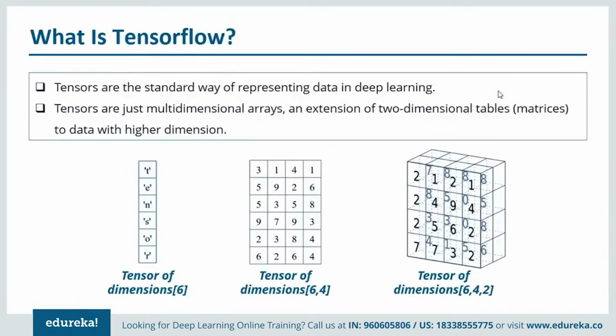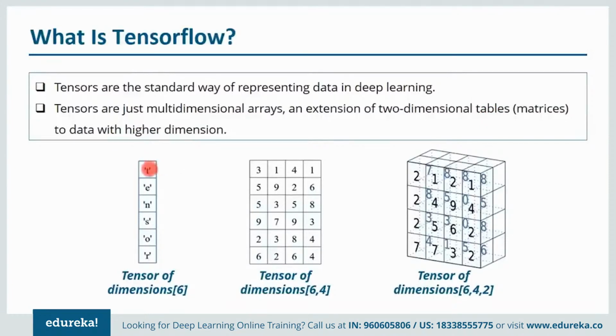Now, what is TensorFlow? As I've told you earlier as well, we use the TensorFlow library in order to implement deep learning models. And the way the data is represented in a deep learning model is called tensors. Now, what are tensors? Tensors are just multi-dimensional arrays, or you can say an extension of two-dimensional tables, matrices, to data with higher dimension.